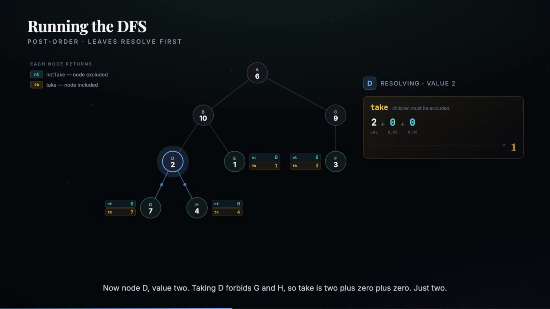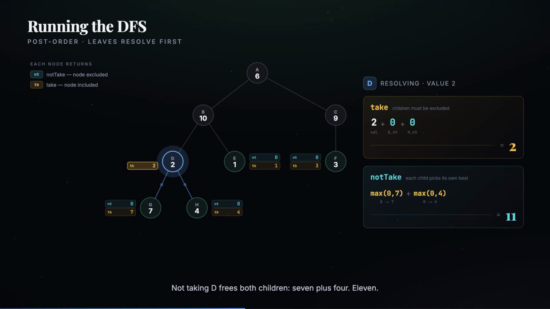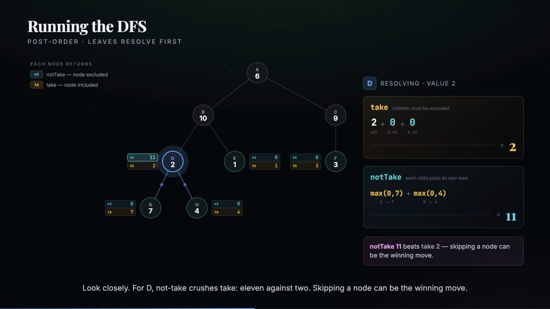Now note D, value 2. Taking D forbids G and H, so take is 2 plus 0 plus 0. Just 2. Not taking D frees both children. 7 plus 4, 11. Look closely. For D, not take crushes take, 11 against 2. Skipping a node can be the winning move.